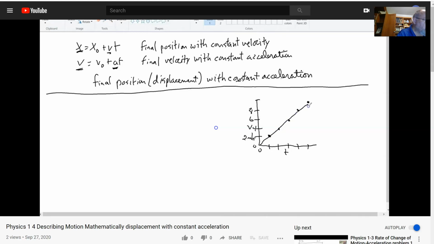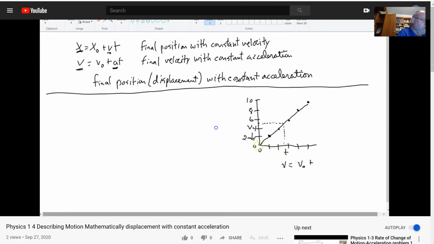Okay, now hopefully you can see by looking at this graph, or just inspecting this graph, that if I go from 0 to 10 meters per second over 5 seconds, it will be just like I was traveling 5 meters per second the entire time.